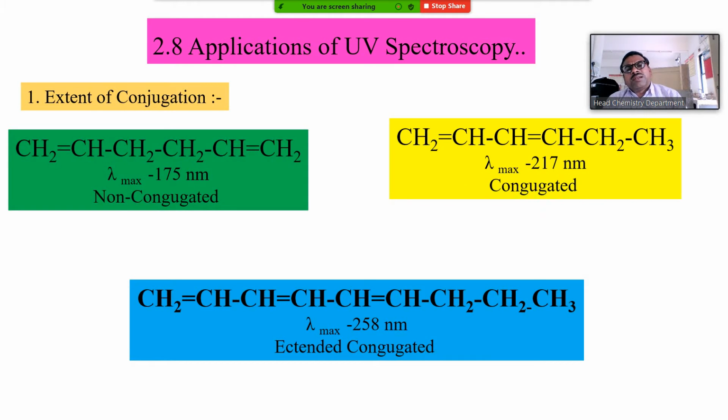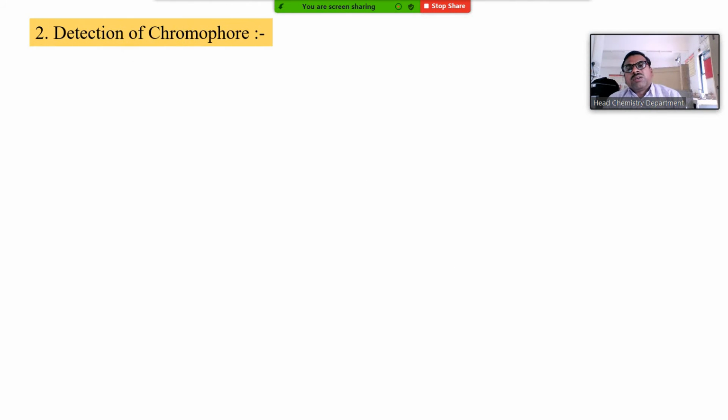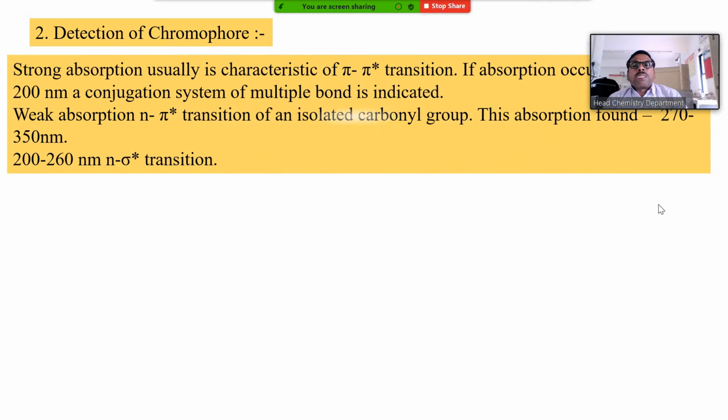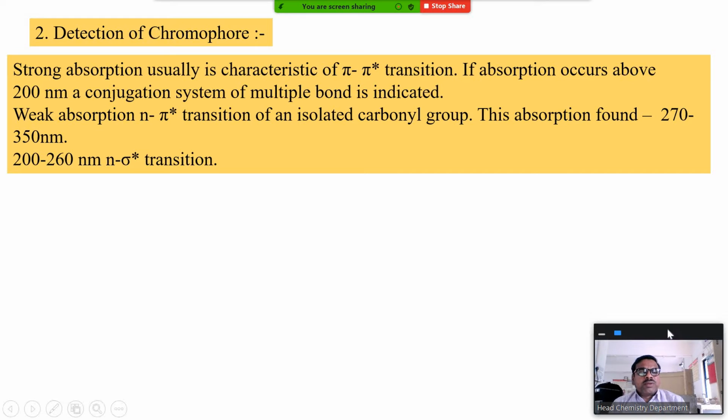So this is a very interesting application, by which one can understand whether a given organic compound has extended conjugation or not. If you look at another application of UV spectroscopy, it is the detection of chromophore. We have learned what is meant by chromophore, auxochrome, bathochromic shift, hypsochromic shift, every terminology. Now this is one application, the detection of chromophore.